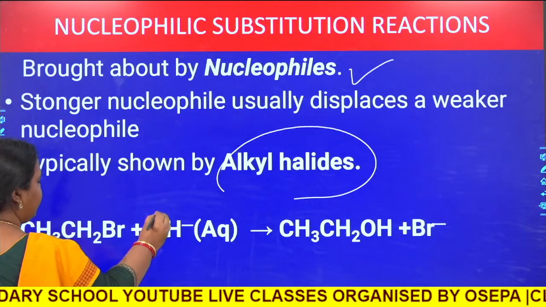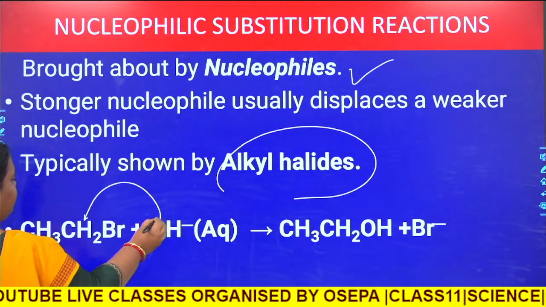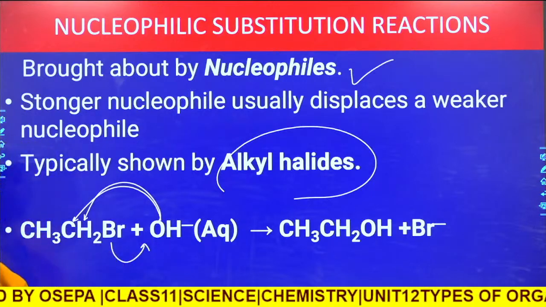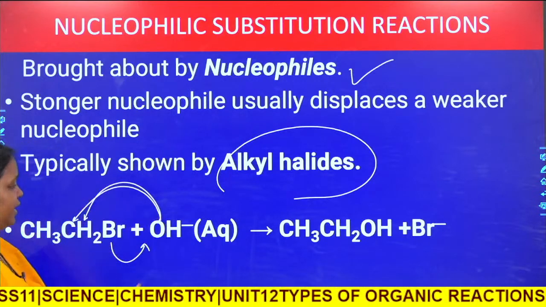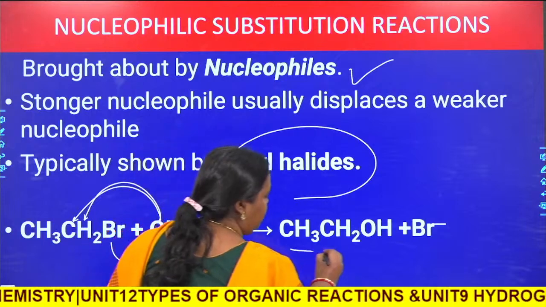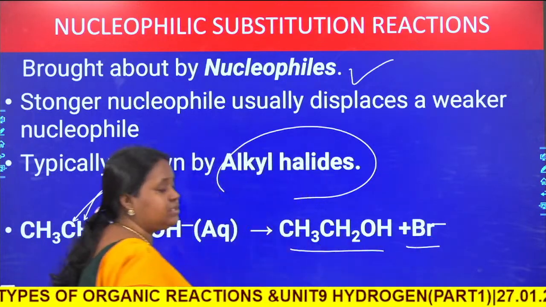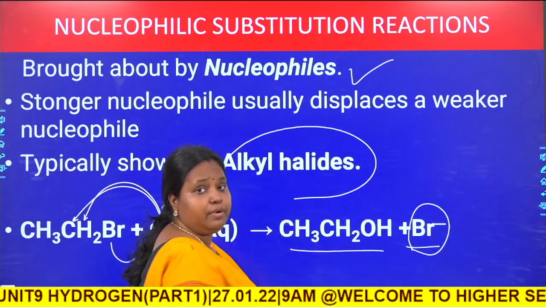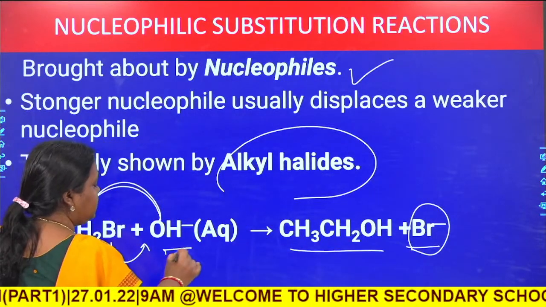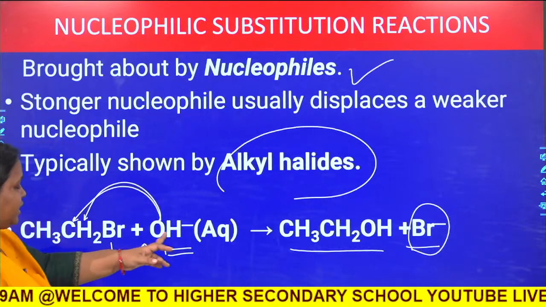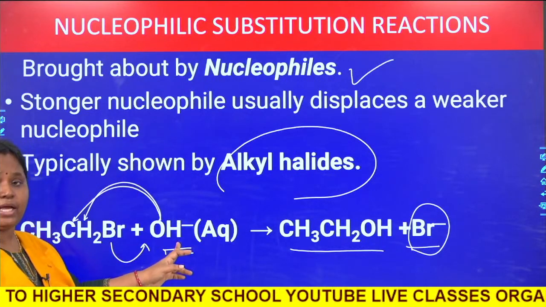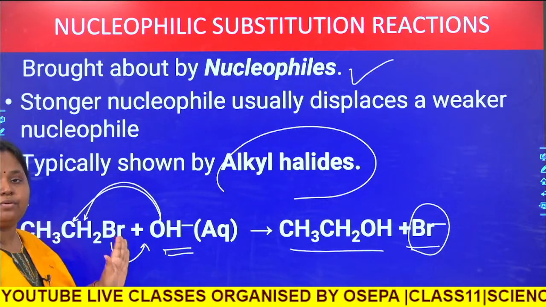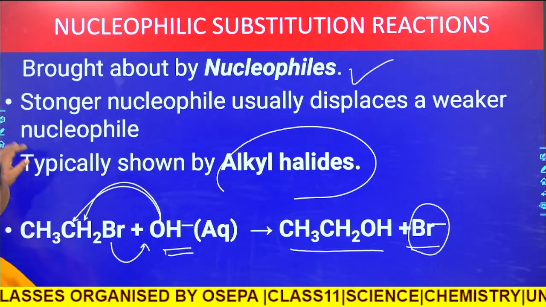Here OH minus attacks this carbon, and Br minus leaves. So you get this alcohol and Br minus. So what is the leaving group? Br minus will be the leaving group and OH minus is the substituent. Since a negative charge is carrying out the reaction, hence the name nucleophilic substitution reaction.